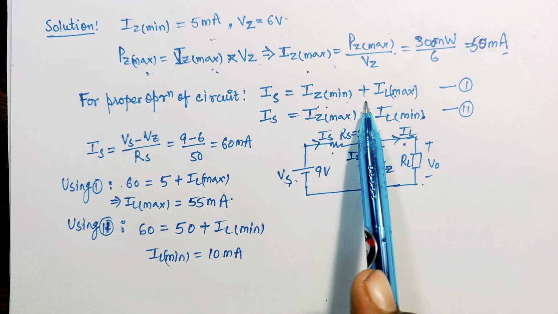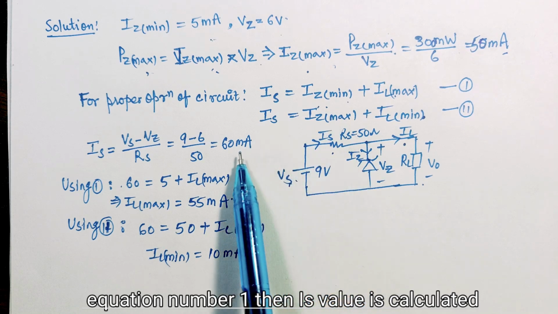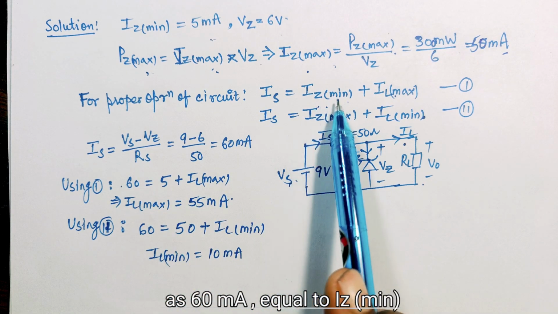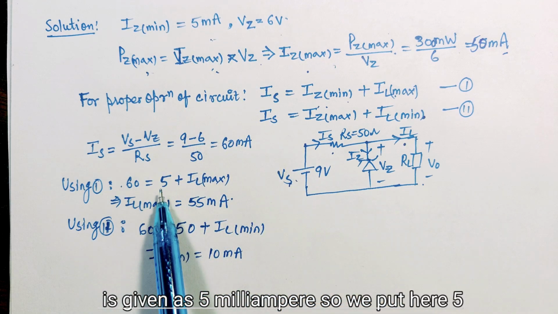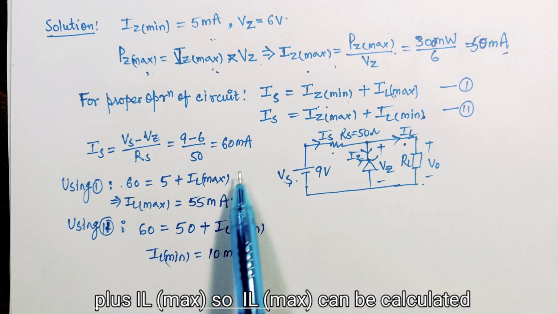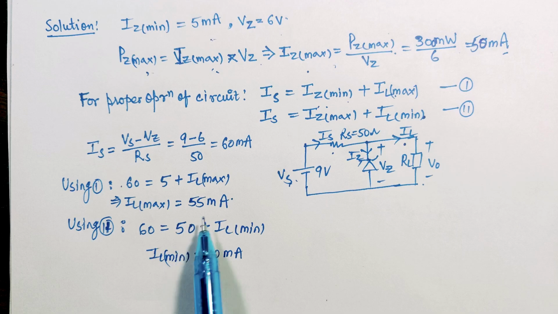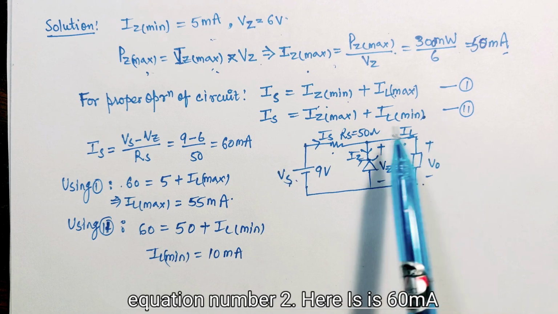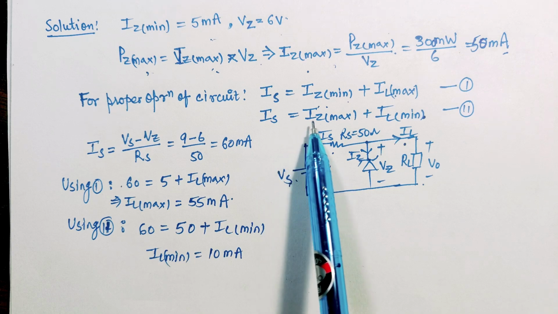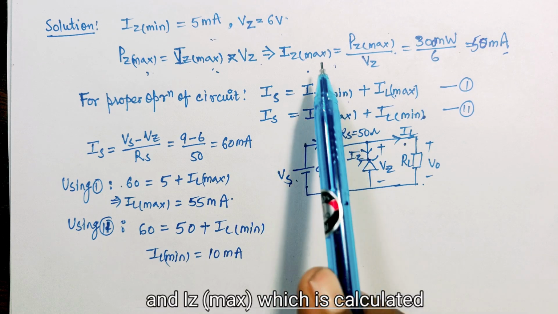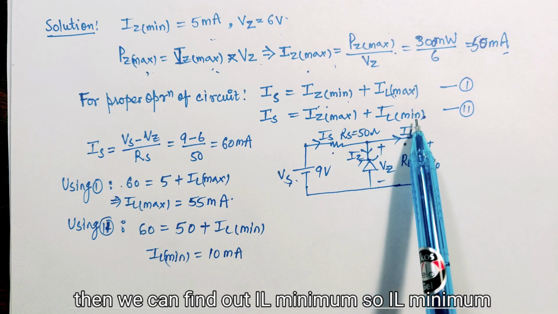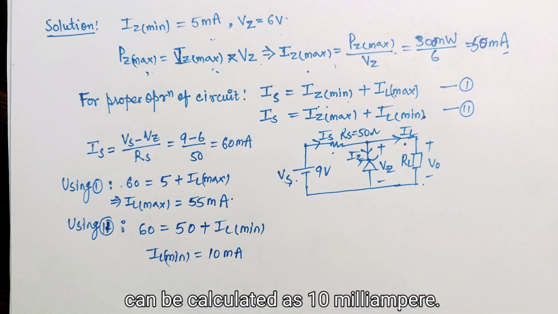If we use equation number 1, then the Is value is calculated as 60 milliampere. We put 60 equal to Iz minimum, which is given as 5 milliampere, plus IL maximum. So IL maximum can be calculated as 55 milliampere. If we put values in equation number 2, here Is is 60 milliampere and Iz maximum, which is calculated here, is 50 milliampere. We put these values, and then we can find IL minimum. So IL minimum can be calculated as 10 milliampere.